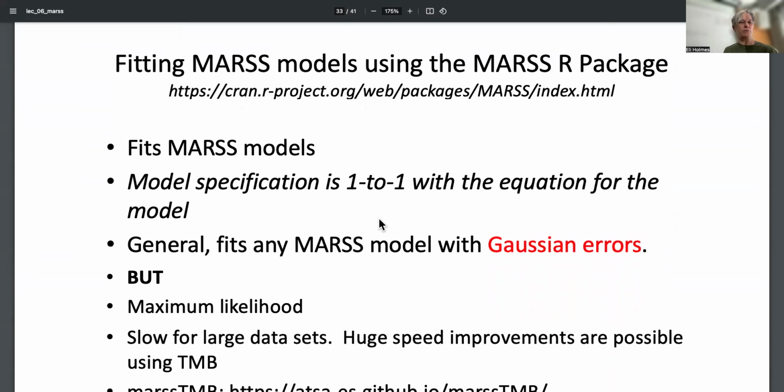All right, so let's stop there. Let's take a 5-minute break, and then we are going to finish up by opening up RStudio and running through some code, starting to fit these models.